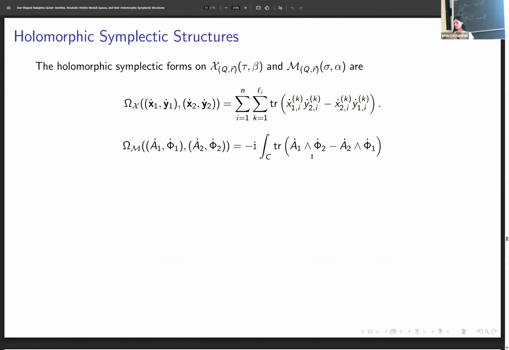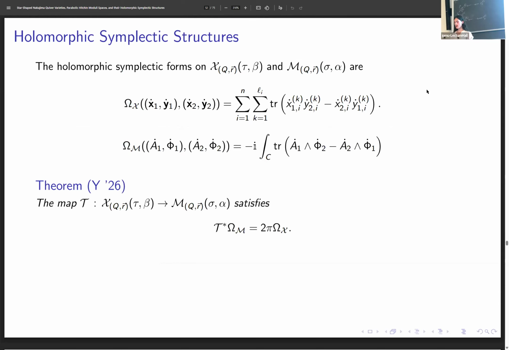So we have two holomorphic symplectic structures on these two spaces. We have omega x and omega m, given by these formulas. And my main theorem says that this map T relates the two holomorphic symplectic structures in this way. So up to the constant 2 pi, it identifies the two holomorphic structures. And the 2 pi is really convention. You could just scale down your metric on one of the spaces.